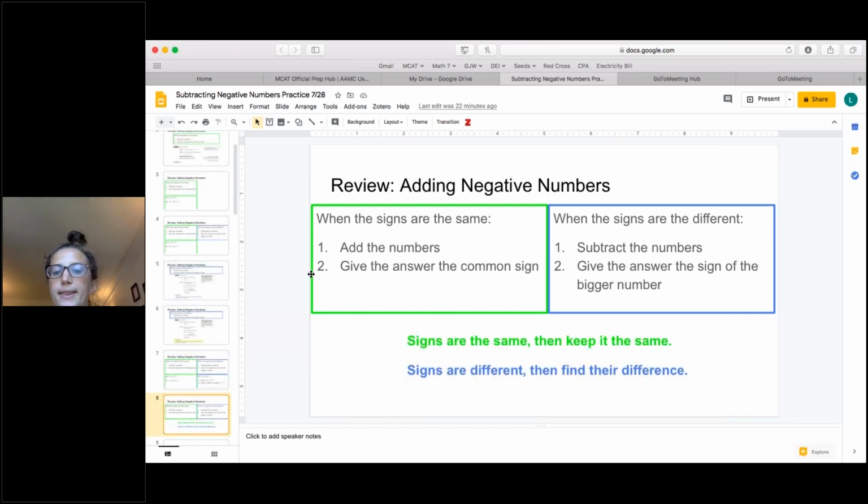So just to remember, we can think when the signs are the same, keep it the same. When the signs are different, find their difference.